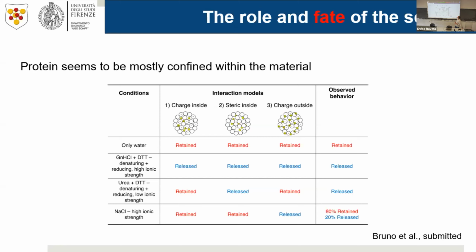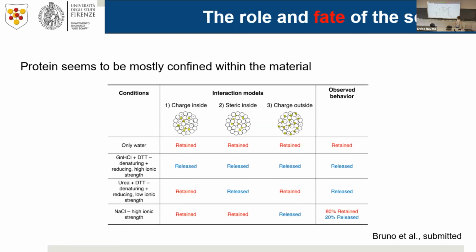If you wash with a denaturant at low ionic strength, however, the protein will be released only if the interaction is mostly steric and the protein is inside the material. And finally, if you wash with sodium chloride, so high ionic strength, 6 molar sodium chloride, the protein should be released only if it is an electrostatic interaction outside of the material.